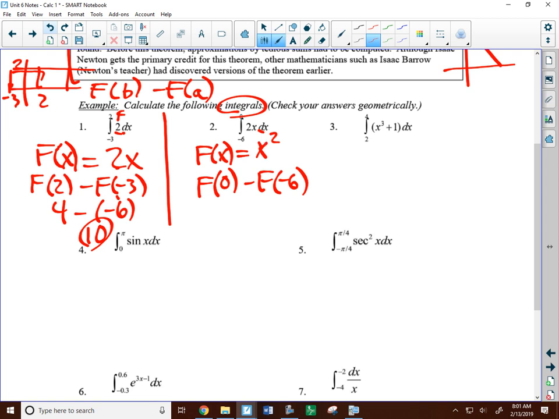So let's plug in 0. 0 squared is 0, minus negative 6 in here. Negative 6 squared is positive 36, and so we get negative 36. I think after that, those two you could check geometrically. But from here on out, we wouldn't be able to check with the shape, so we have to rely on the rule now.